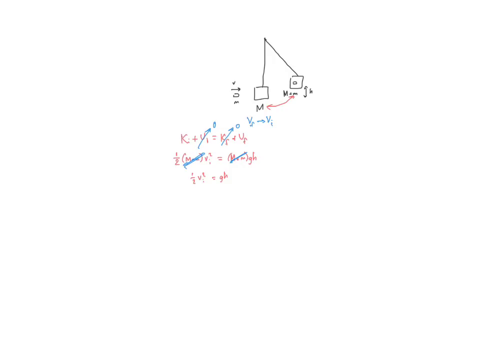And we want to find a formula for the speed. So to get vi by itself, you're just going to multiply both sides by 2 to get rid of the 1/2, and then take the square root. So the final answer, vi, is equal to the square root of 2gh. That's all it is for part B.